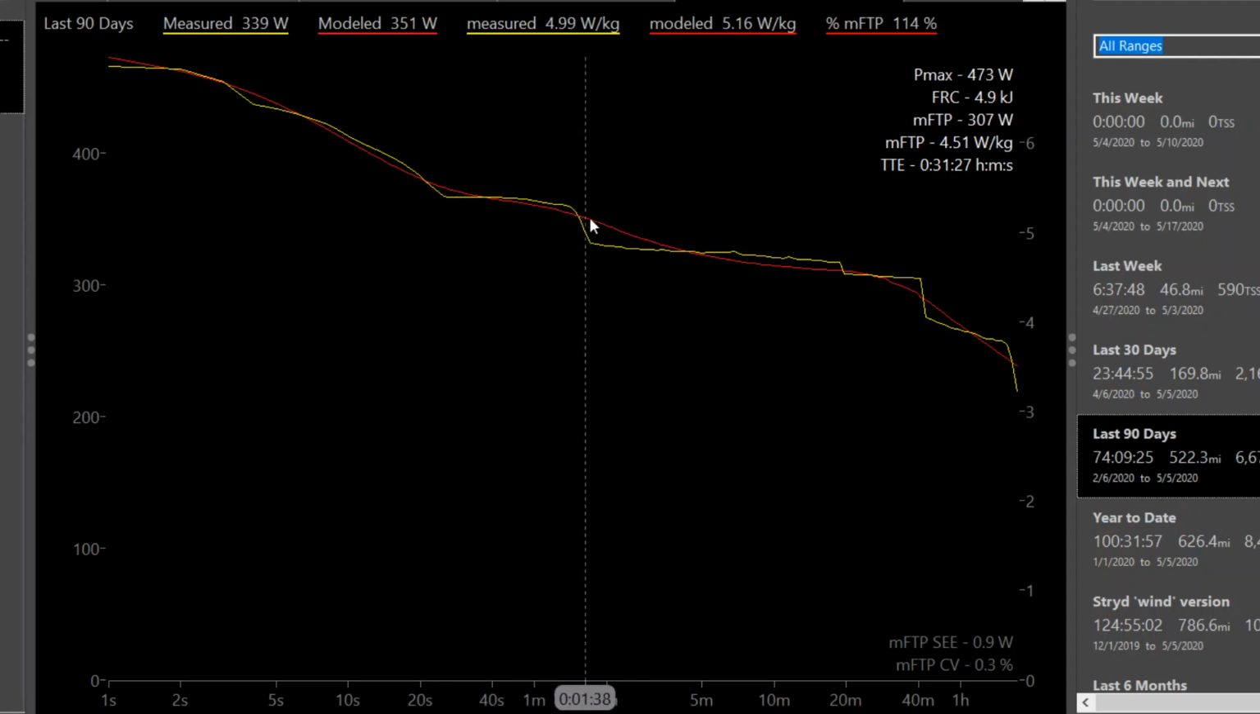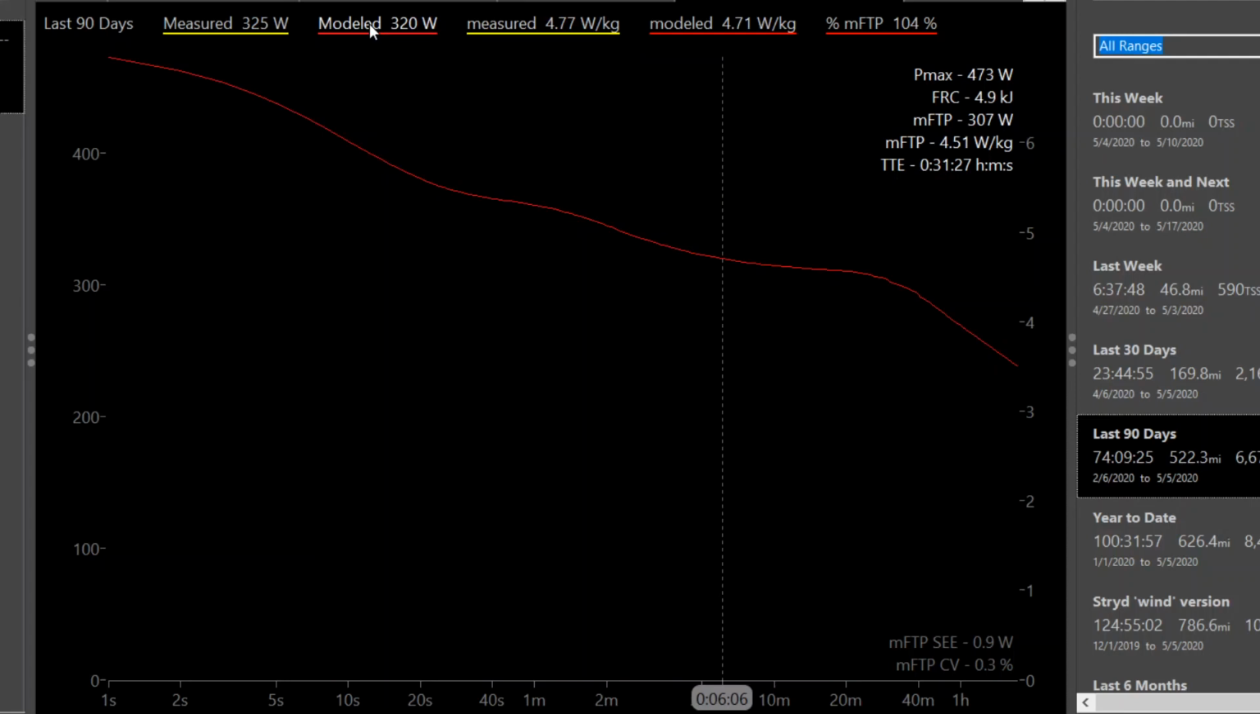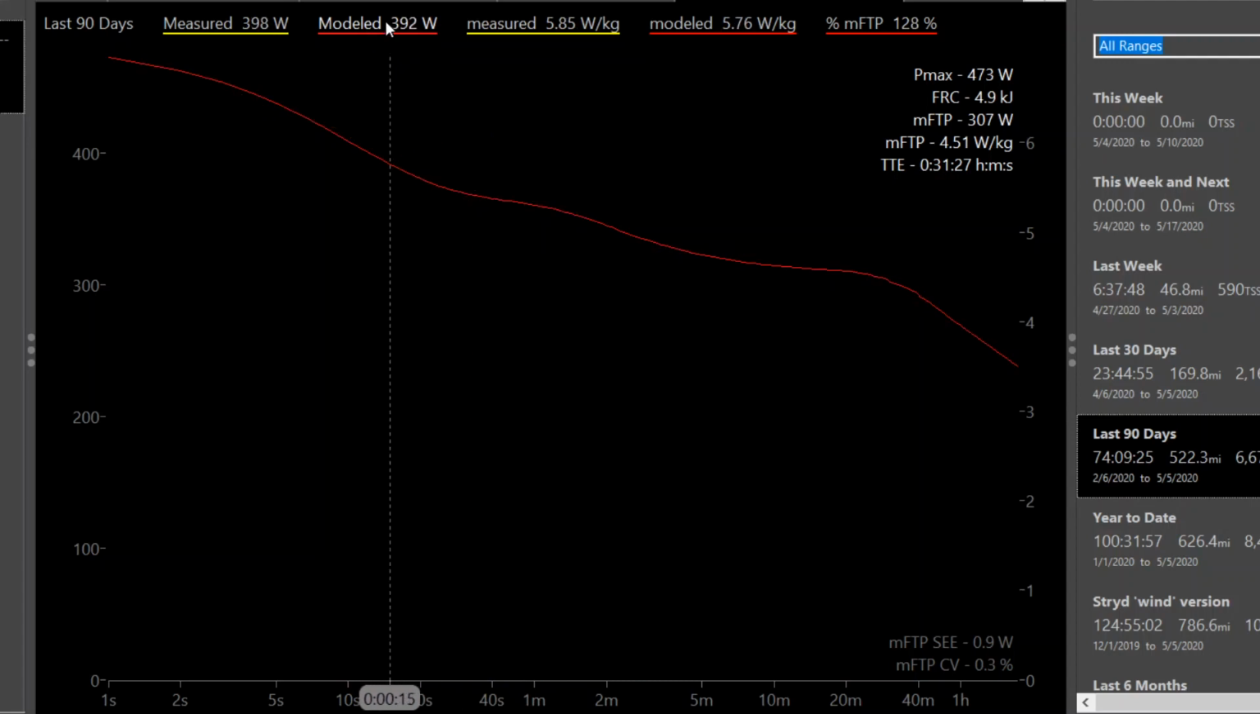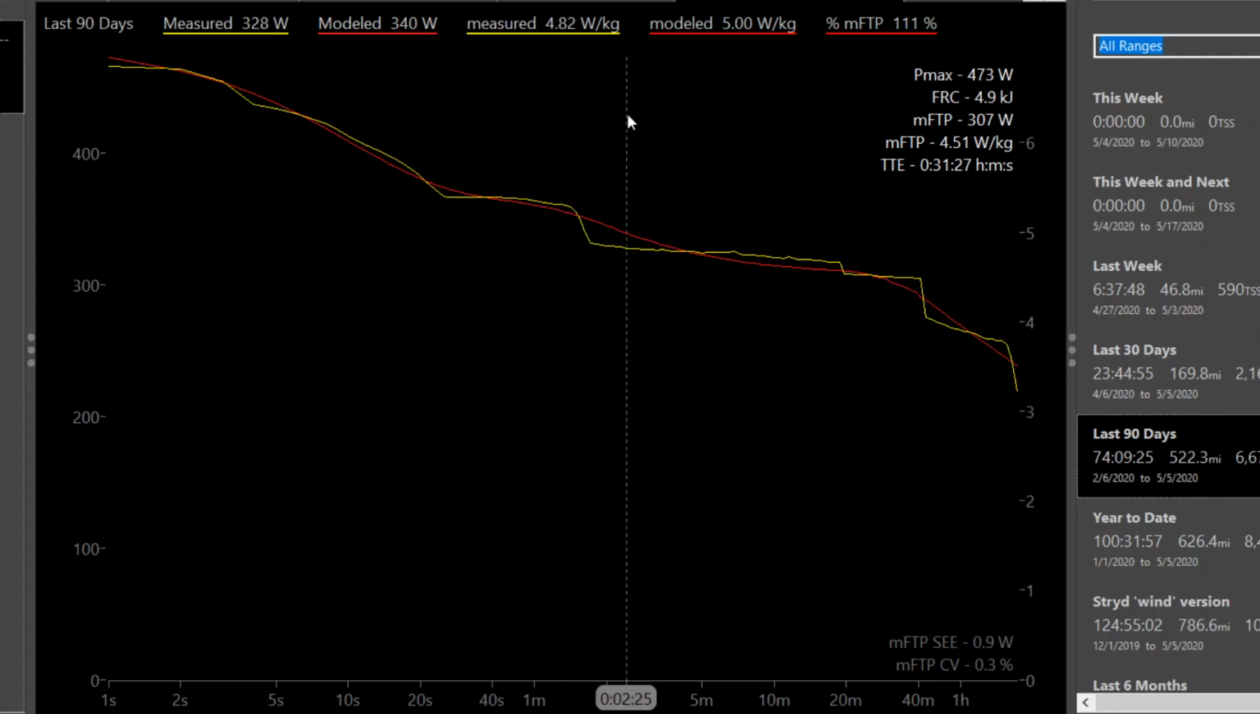And then you have the model, which I'm going to just hover here. And you can see that's the model. That's the more smooth line that you'll see on your Stryd Power Center. So what I'm going to be doing is referring to the model. And that's what you're going to use as your reference point, is the model.